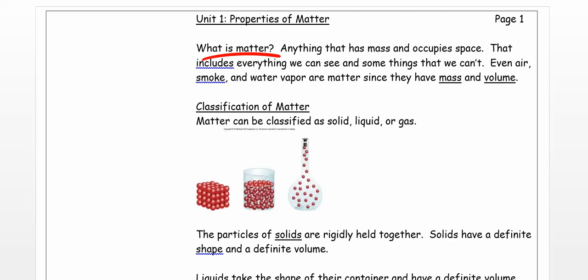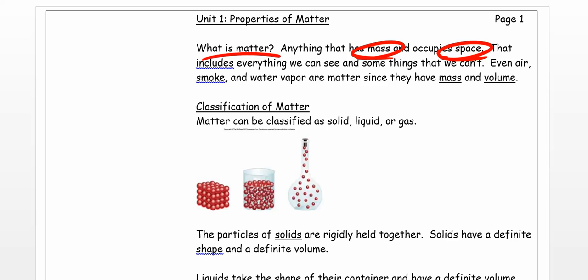Well, really the criteria are very simple. Anything that has mass and occupies space is matter. You've probably known that for a long time now. Anything that occupies space and has mass. So let's kind of ask some questions about materials that are familiar to us. It's obvious that the table in front of you is matter because it has mass, clearly, and it occupies space.